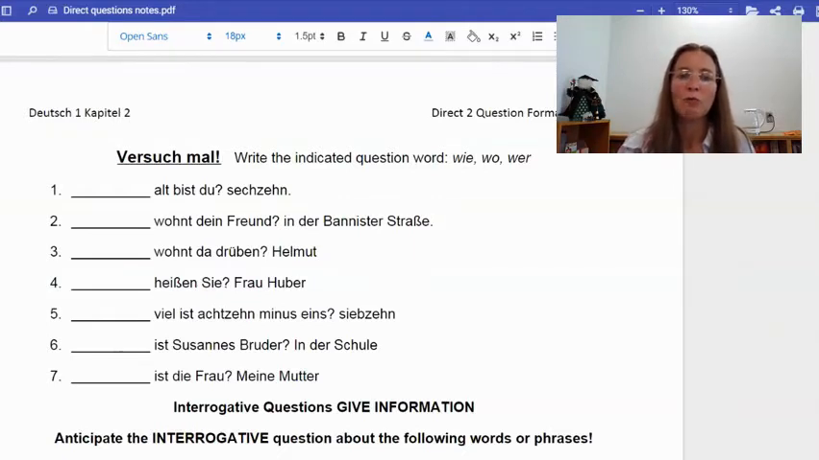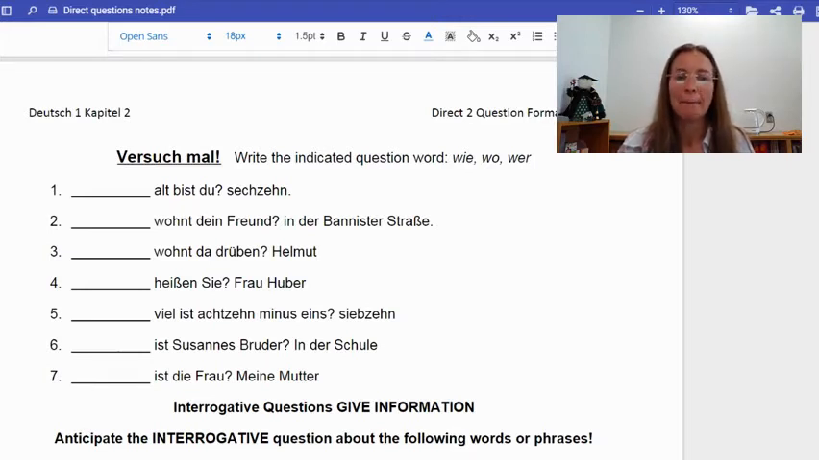Here it says, write the indicated question word. It's either wie, wo, or wer. Here we're going to practice knowing which one fits the best. But you have to know what they mean. Wie means how, wo means where, and wer means who, okay?